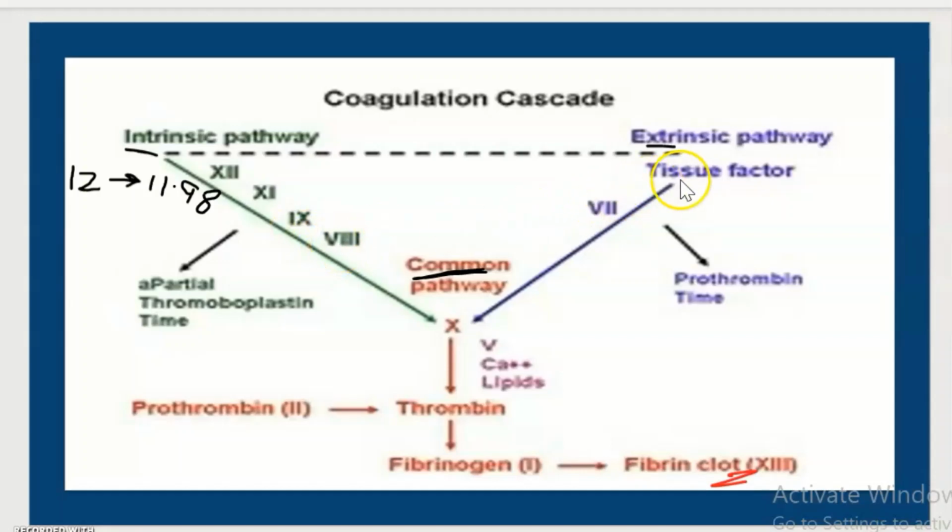The next is extrinsic pathway. Extrinsic pathway only has 7 clotting factor. So it's easy to remember, one clotting factor.